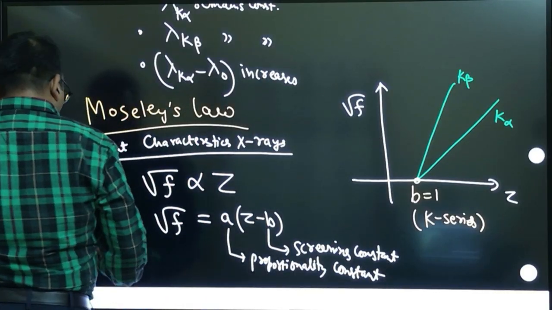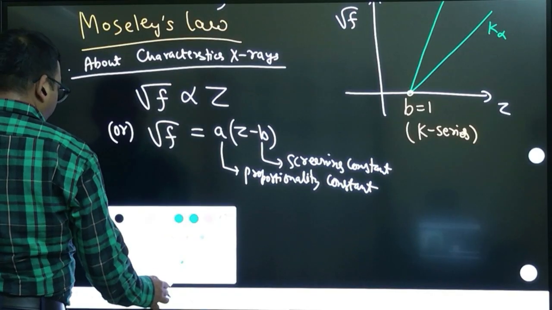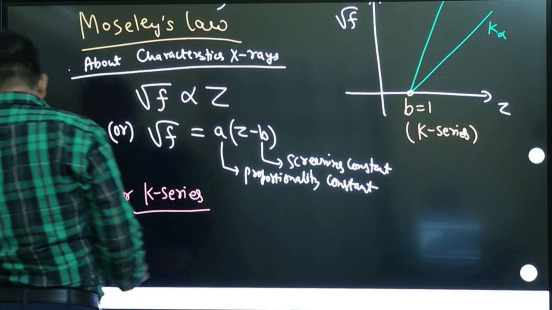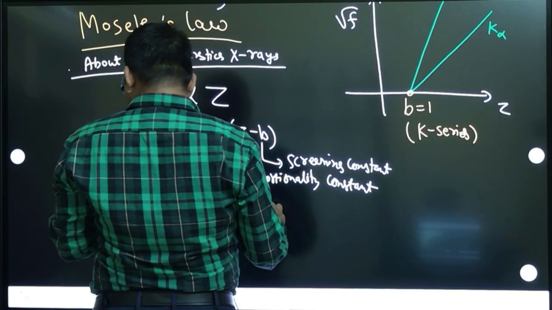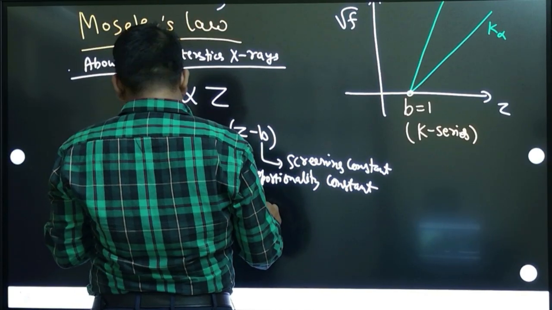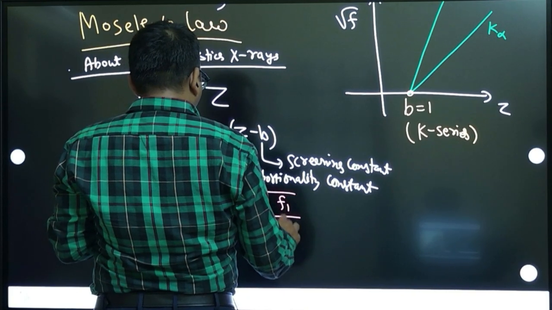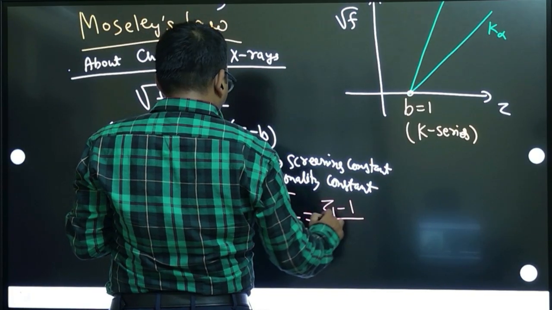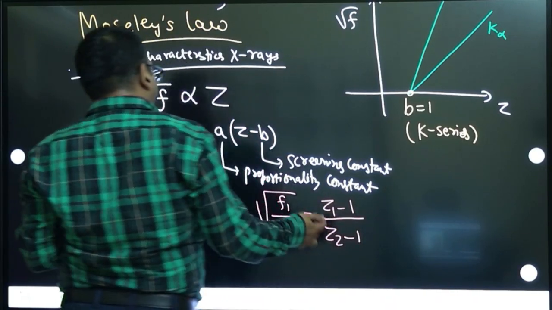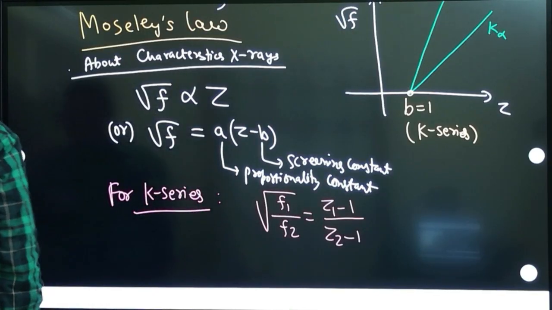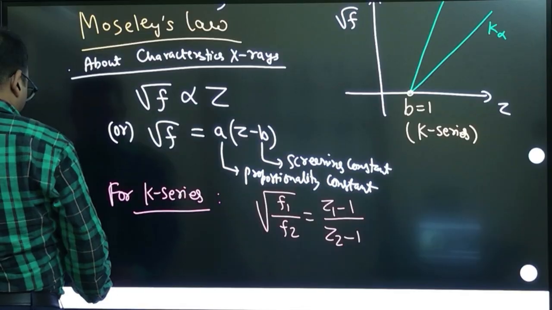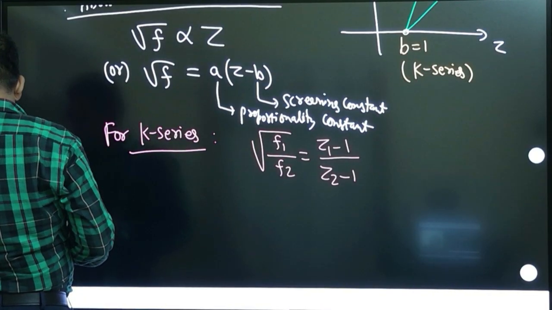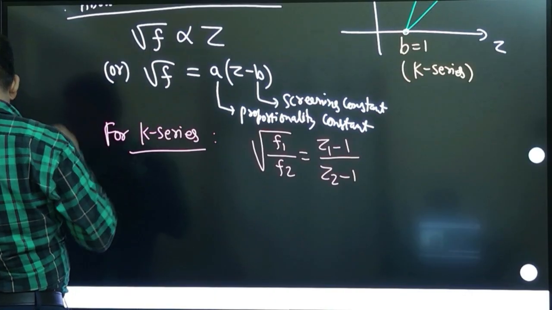So now you note here that for K series, if I take the ratio of frequencies, root of frequency 1 by root of frequency 2 is going to be Z1 minus 1 by Z2 minus 1. Suppose you take two target atoms and try this, you can take this ratio and do the calculations, right? That means this formula you have to apply. Okay, so that's what we need to know.